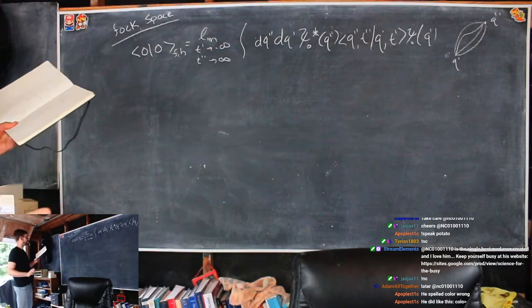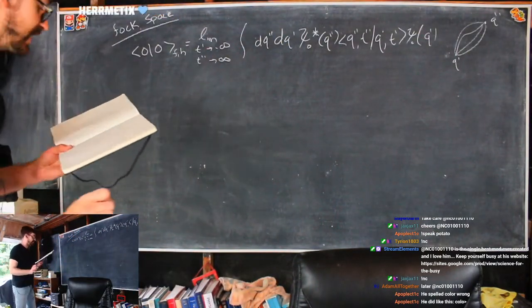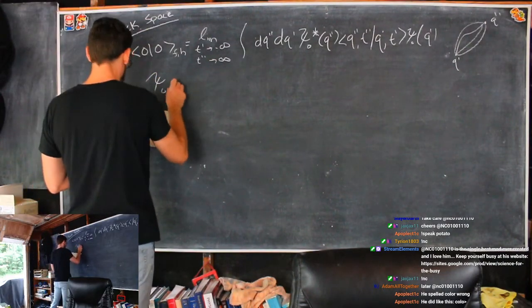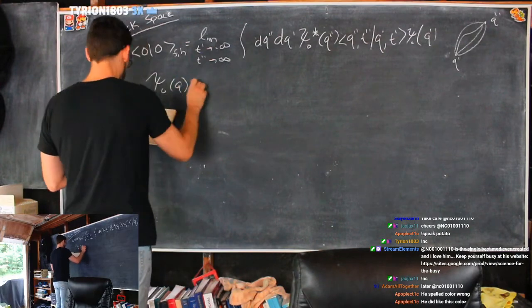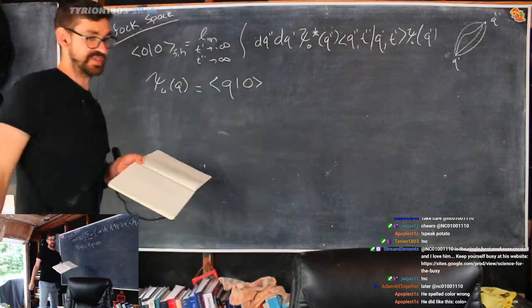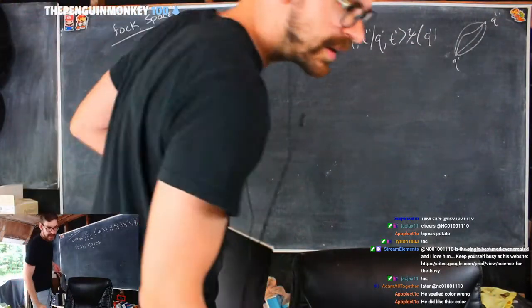We have to define the ground state wave function. The ground state wave function is just going to be psi of 0 of q. Of course, if you remember right, it's just taking our q state, the inner product of our q state with the ground state.